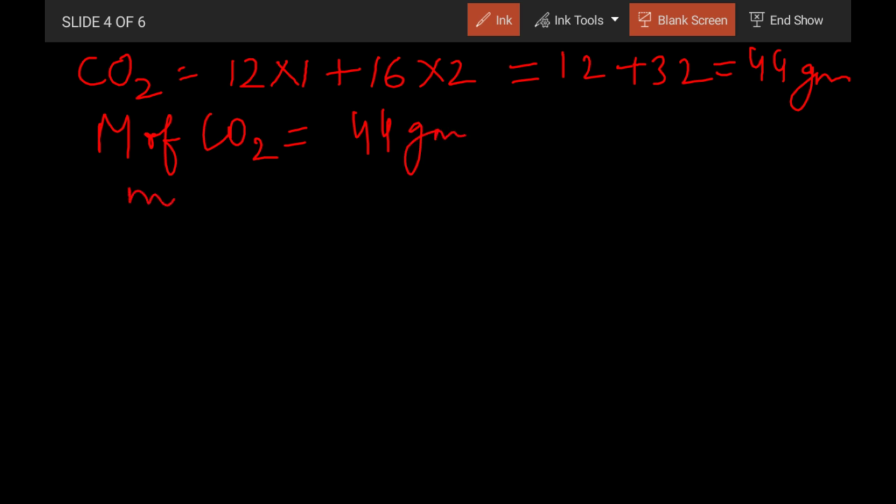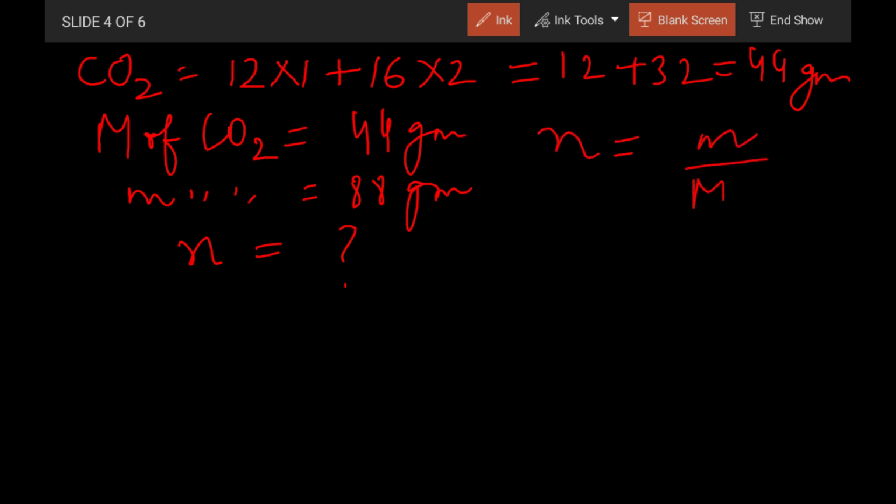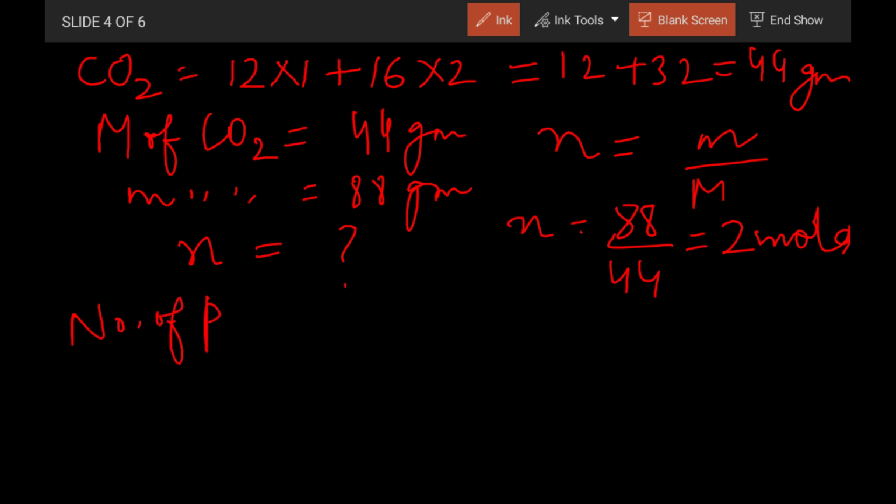Given mass is 88 grams. So we can calculate n, that is your number of moles. n is equal to 88 upon 44, it means 2 moles. Now we have to calculate the number of particles.